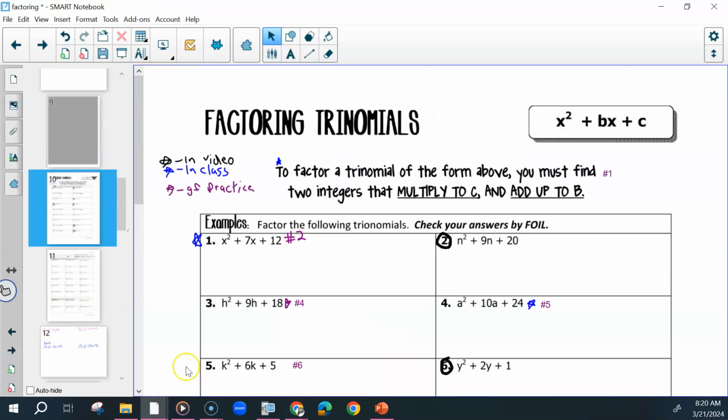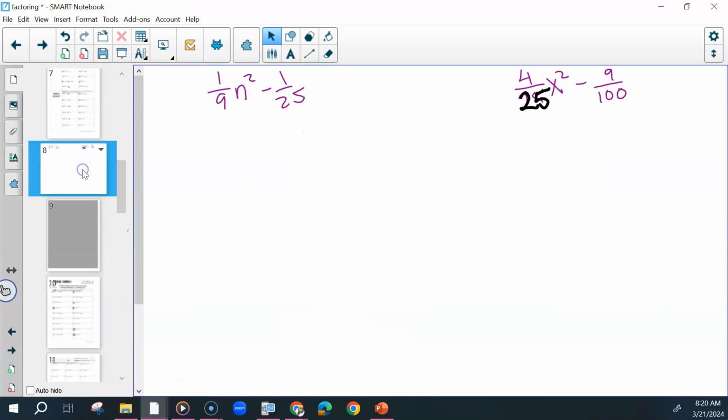And there was one thing that I forgot to mention when we were doing difference of squares. So somewhere where you have space, write down these two problems. This could be on the front, on the back, on the side, somewhere.